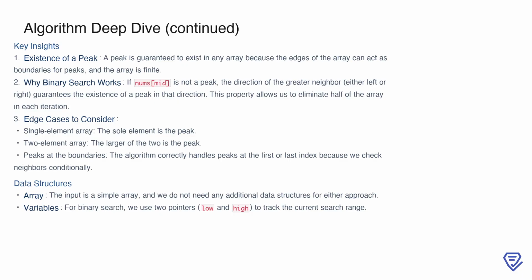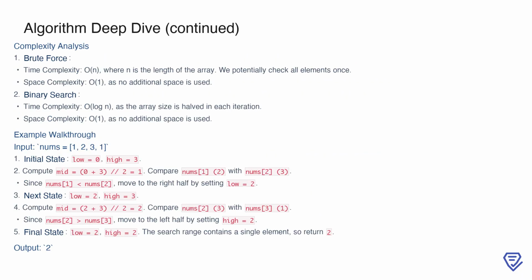Additionally, it's important to consider edge cases. For a single-element array, the sole element is trivially the peak. For a two-element array, the larger of the two is the peak. Peaks at the boundaries are also handled correctly because we explicitly check the neighbors conditionally. Finally, this algorithm uses only the input array and simple variables like low and high, so it doesn't require additional data structures.